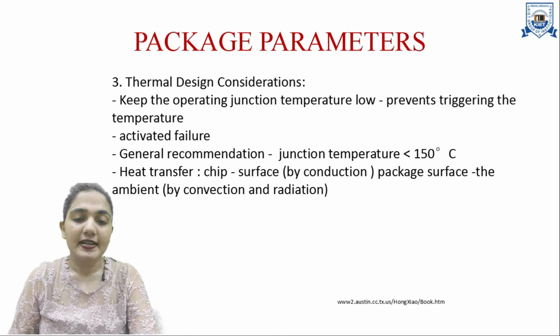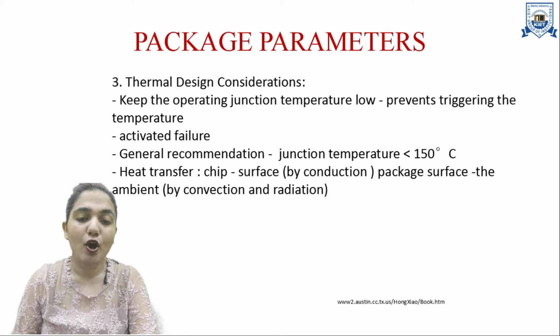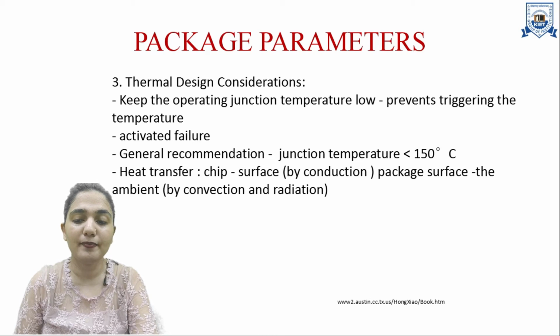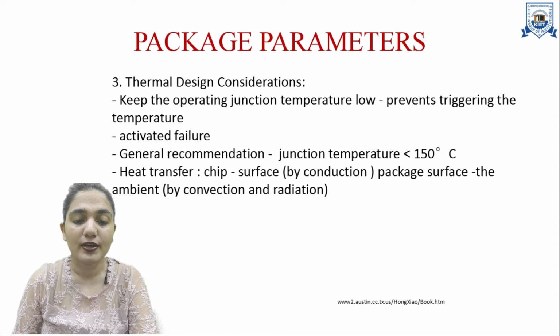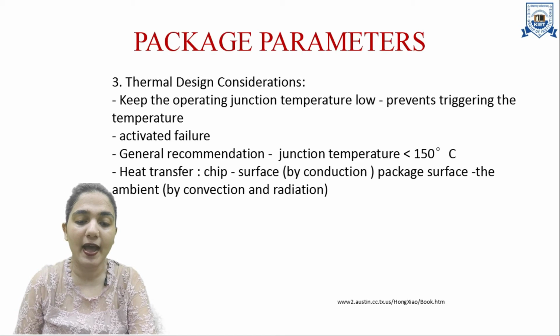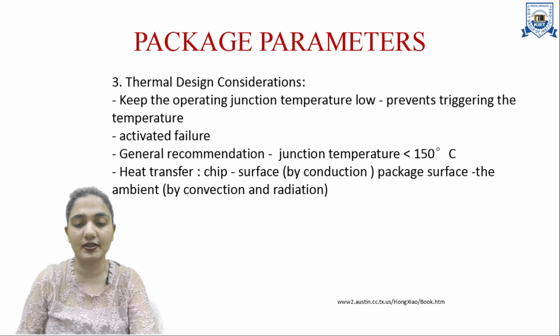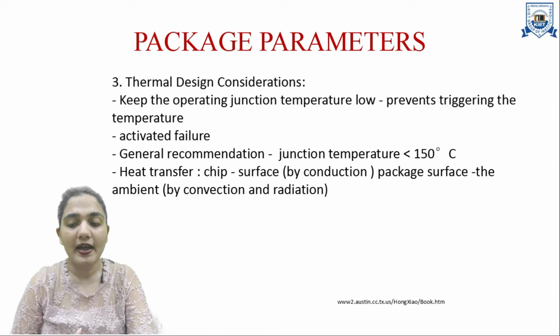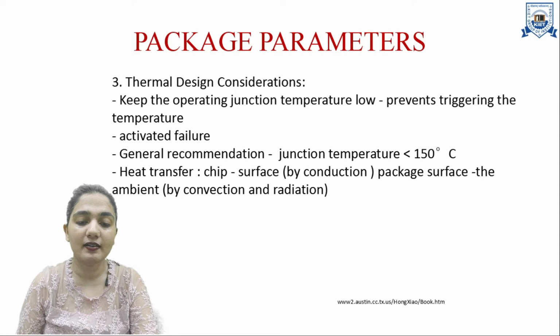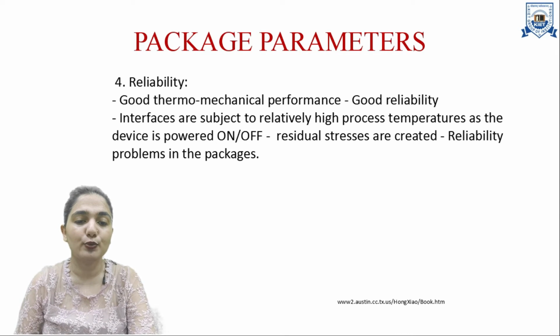Then we have thermal design considerations. Keep the operating junction temperature low. It prevents temperature activated failure. General recommendation is that the junction temperature should be less than 150 degrees Celsius. Heat transfers from the chip surface by conduction, and from the package surface to the ambient by convection and radiation. So whenever we have heat on the chip surface, conduction transfers the heat, and whenever we have heat on the package surface, convection and radiation transfer the heat.